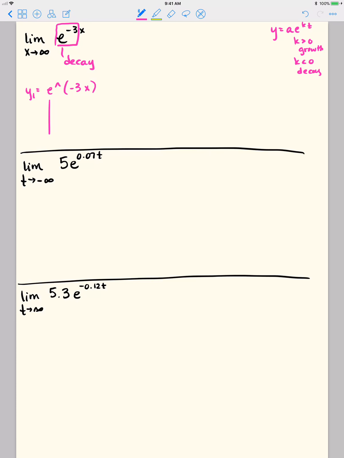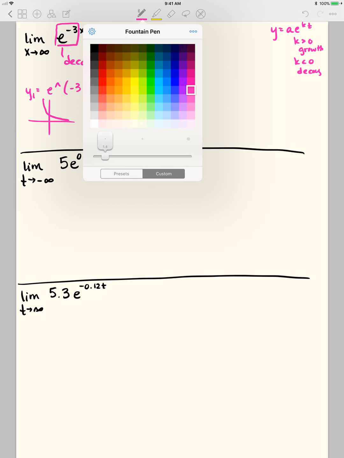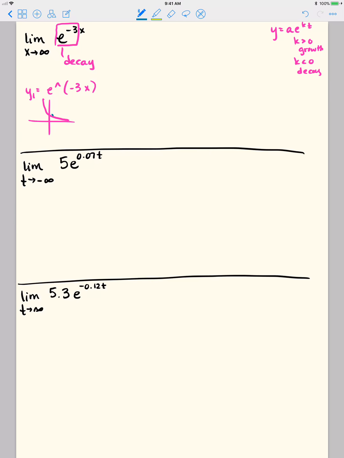So if you graph this, it would just sort of have a decay feature to it. And as x approaches infinity, again, you're just looking at what happens to the function as the x value gets larger and larger, and you'll see from this graph, it decays away to 0. So the limit as x approaches infinity for e to the negative 3x, because it's a decay function, is actually going to be 0 for this problem.